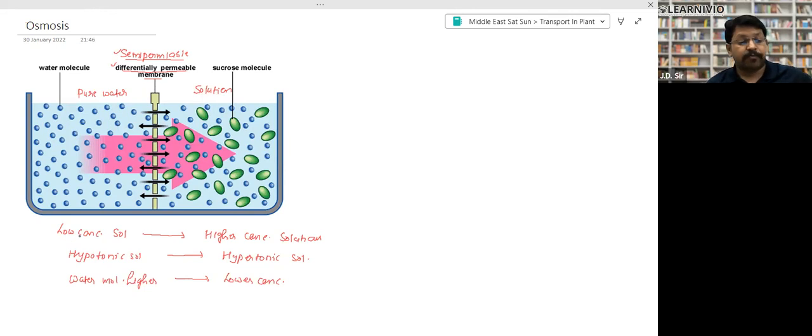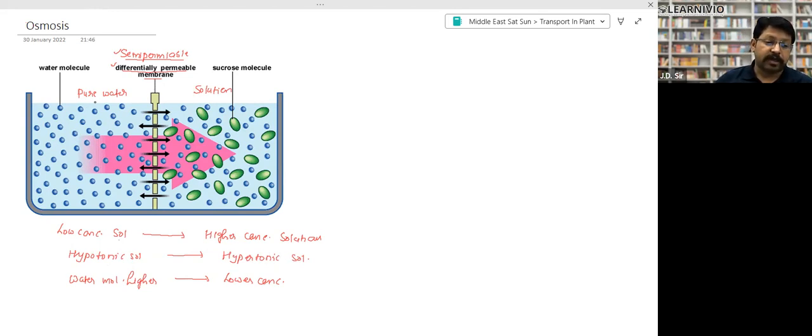When we talk about the solution, the movement of water molecules takes place from low concentration solution to higher concentration solution. This is called osmosis, right? Now, the low concentration solution is called hypotonic solution, and the higher concentration is called hypertonic solution. So we can say in osmosis, the movement of water takes place from hypotonic solution to hypertonic solution.